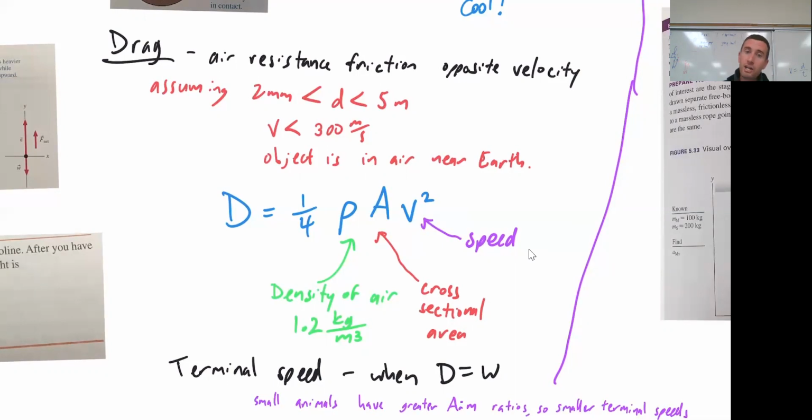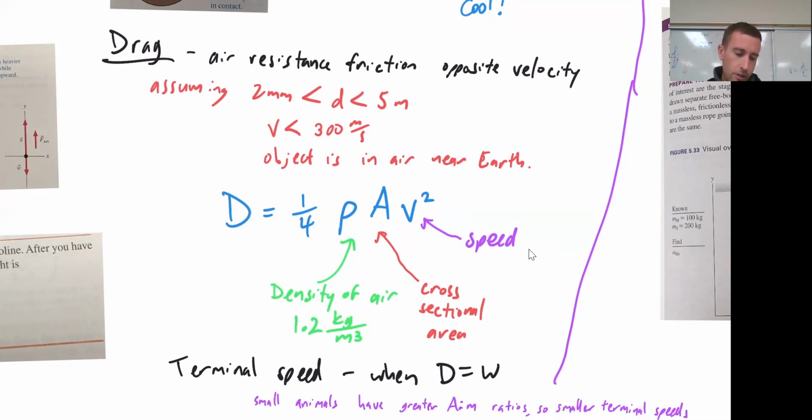If the object is in the air, passing through Earth air, and it's near the surface of the Earth. Because remember, the higher you get, the less air is in the atmosphere, because gravity pulls the air closer to the surface. So sea level has what we'll call the thickest air. And then the top of Mount Everest would have really thin air because you're further up. So if you're near the surface of the Earth, then we can use this equation.